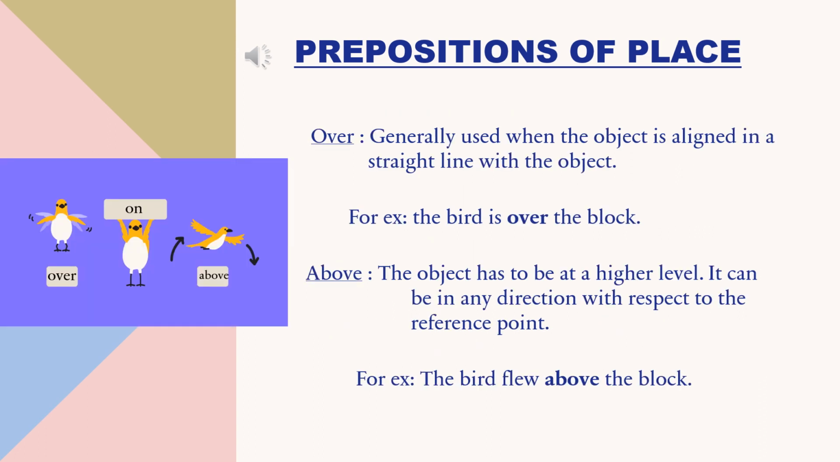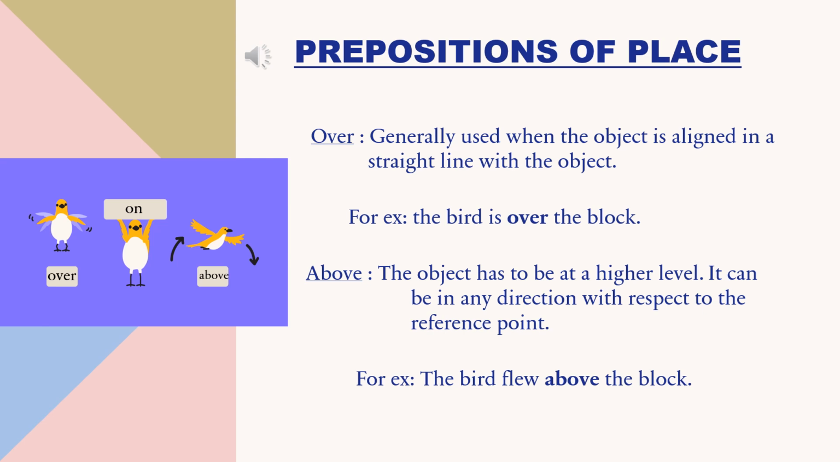There is one more difference between the prepositions over and above. When we use over, it is generally in a straight line with the reference object. For example, in the first picture, the bird is over the block, and you can see the bird is in a very straight line with respect to the block.